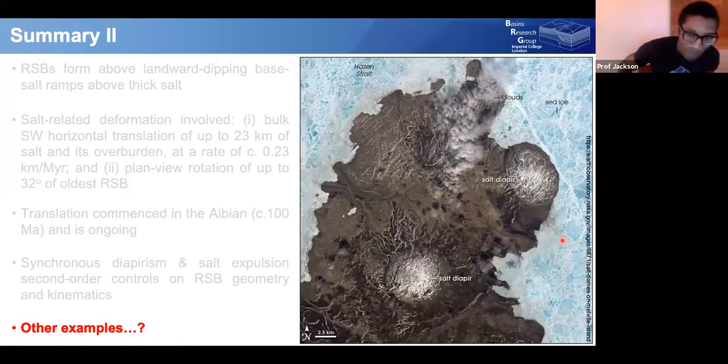So we're going to look at some other examples. What I want to do now is start to compile some quantitative information about things like translation rates, translation magnitudes, and primary salt thickness. Because I think this is somewhere where it's going to be interesting to go with some of the work we've been doing on Ramp-Syncline basins, is trying to become more quantitative and looking at a more comparative study beyond these case studies I've presented.